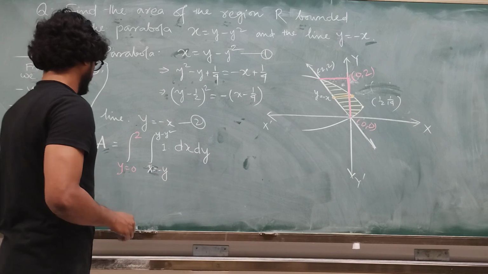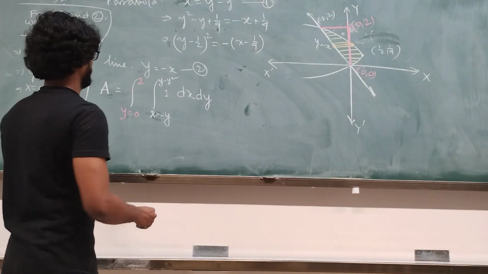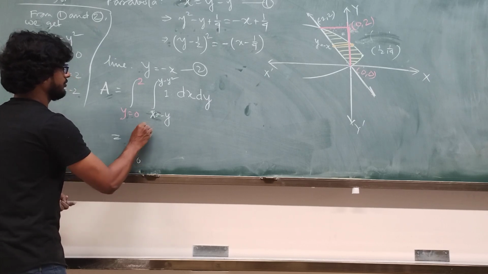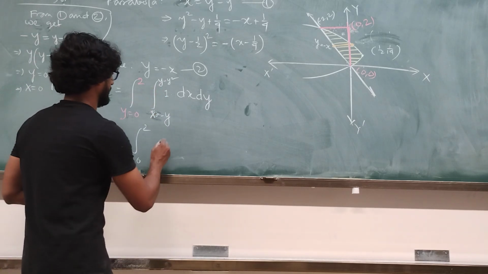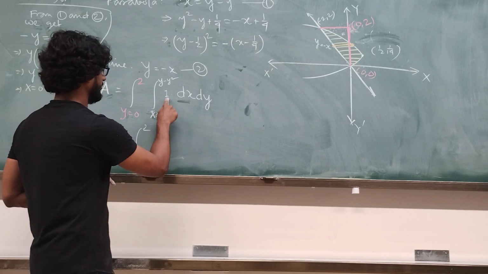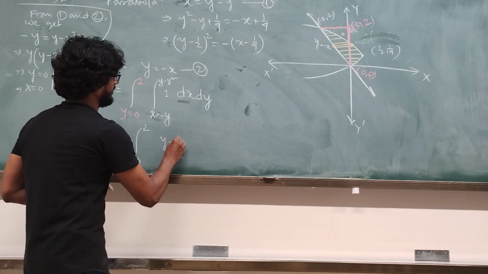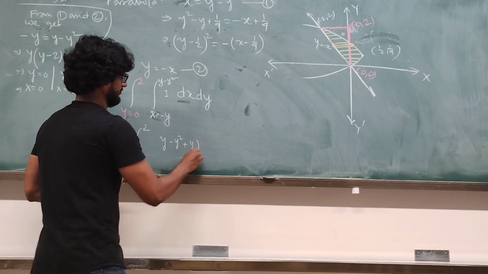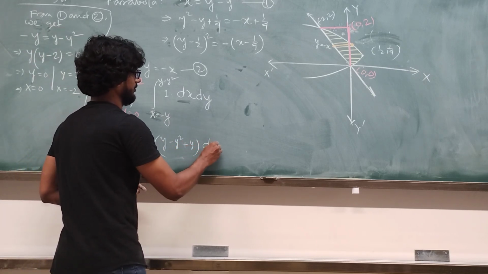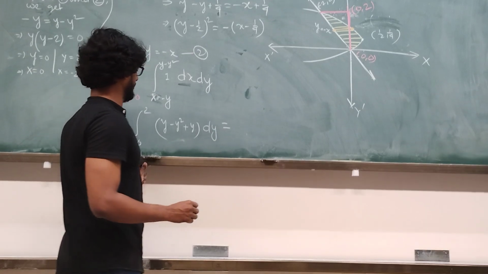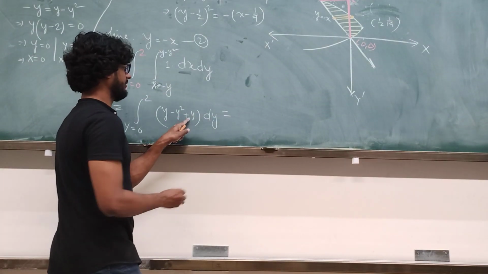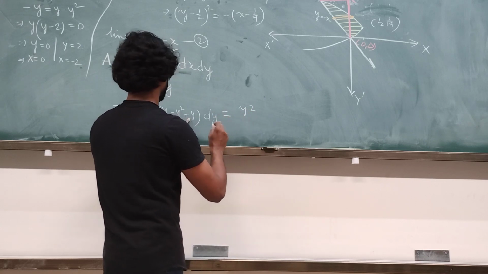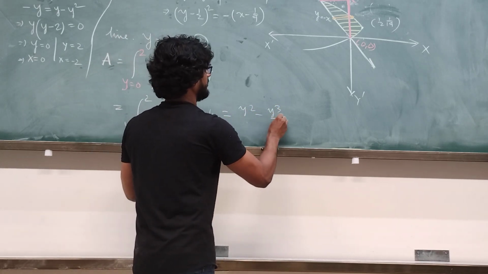Now we can find the integration. For that, y equals 0 to 2, the integral of x limits gives y minus y squared minus of minus y, that means plus y, then dy. So this will be 2y minus y squared. If we integrate, y squared by 2, 2 will cancel out, then minus y cubed by 3.